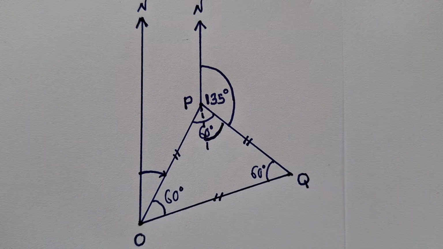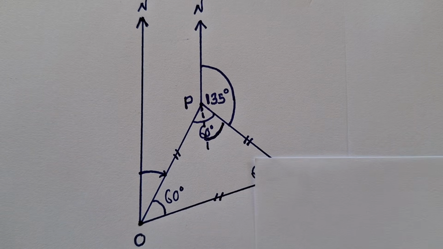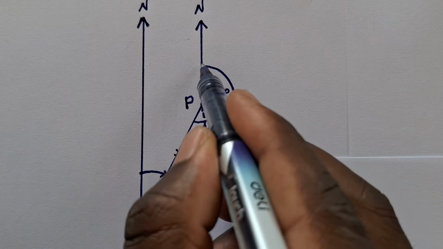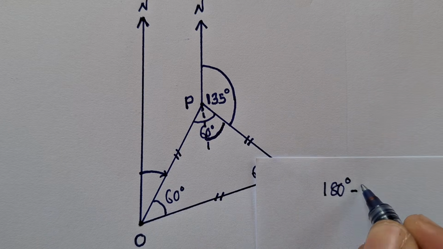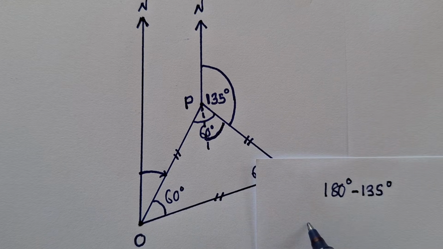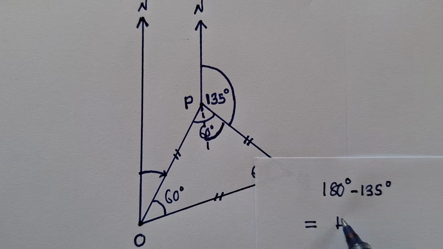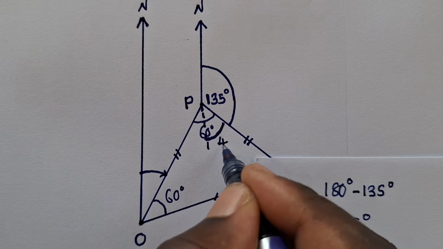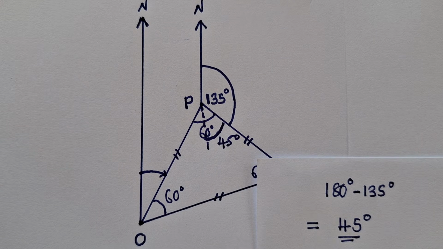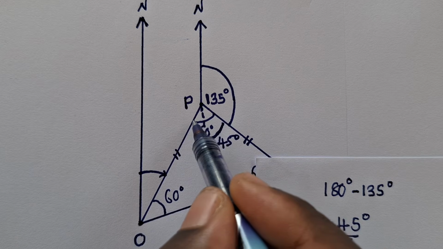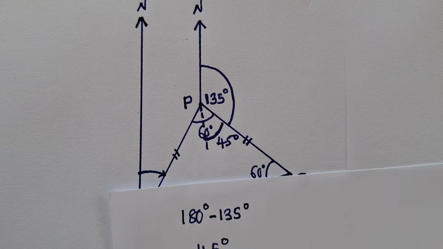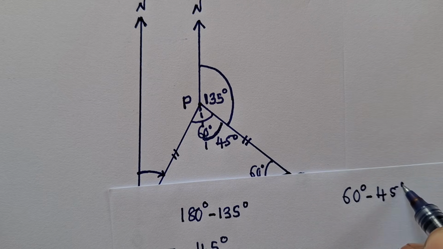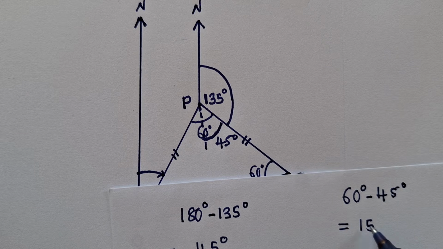So how can I find that angle? For that angle to be found, I can say, okay, I've got 180 degrees, which is the property of a straight line. I'll subtract 135 degrees. And when I work this out, it will give me 45 degrees. So I've found this angle as 45 degrees. Now I know that inside here, this is 60 degrees, so I'm going to say 60 degrees minus 45 degrees, and this will give me 15 degrees.